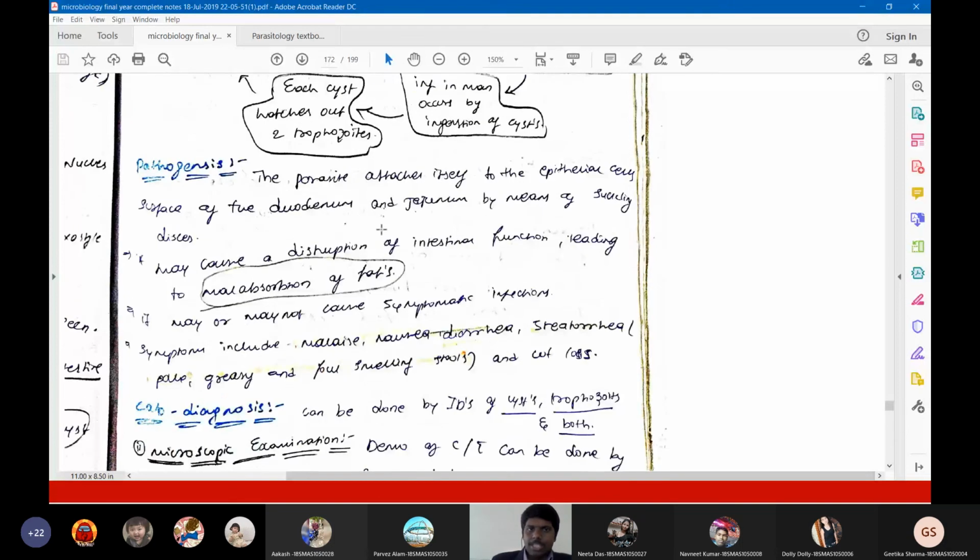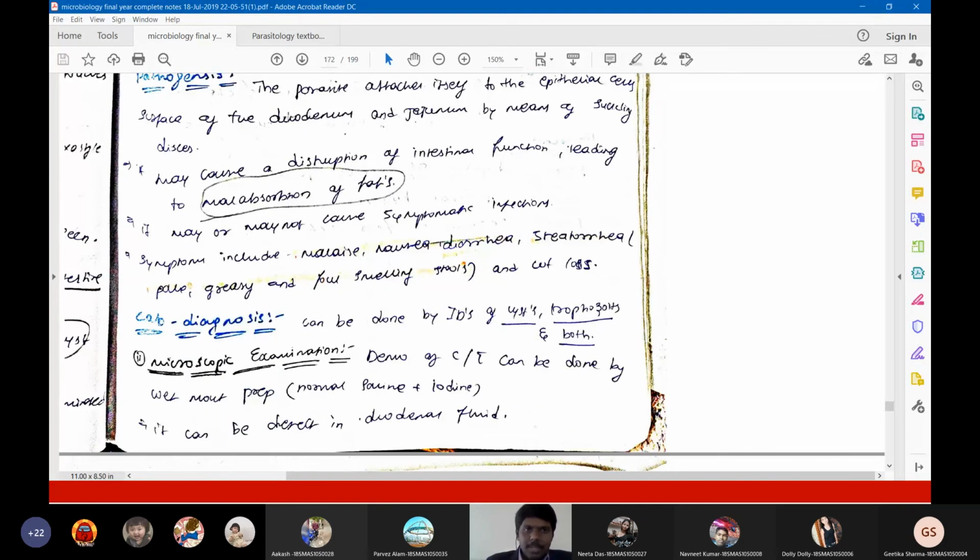Then coming to the pathogenesis, it will cause malabsorption of fats, malaise, diarrhea, steatorrhea, greasy and foul-smelling green color stool, and also the person will lose weight because of loss of fats in the stool. So these are the pathogenesis and signs and symptoms of Giardia lamblia.